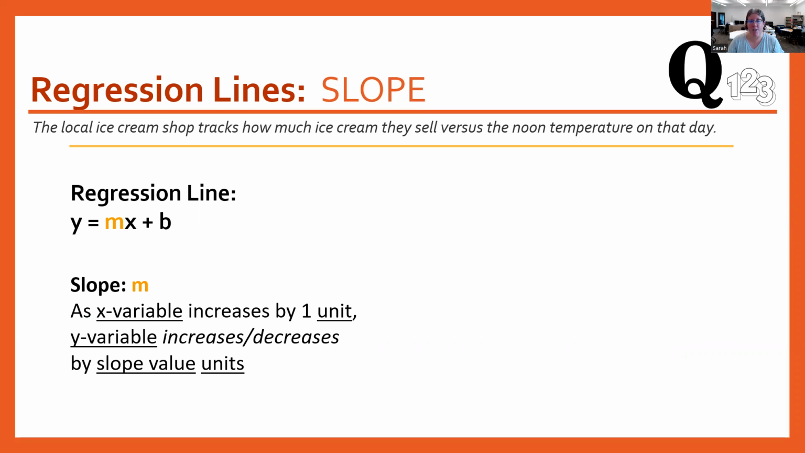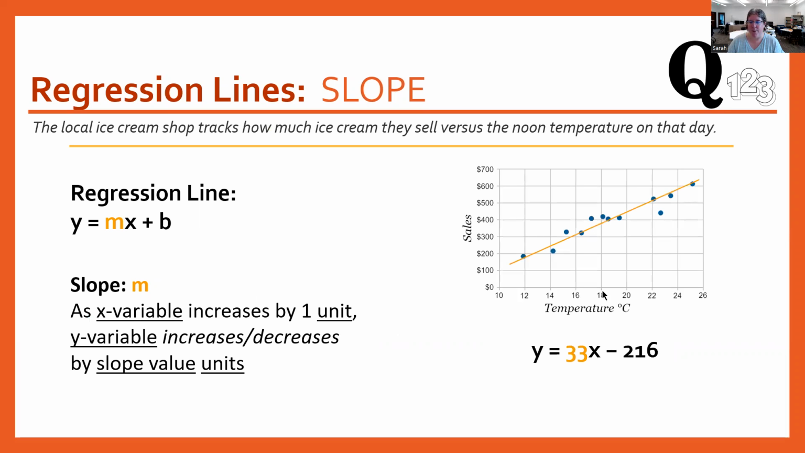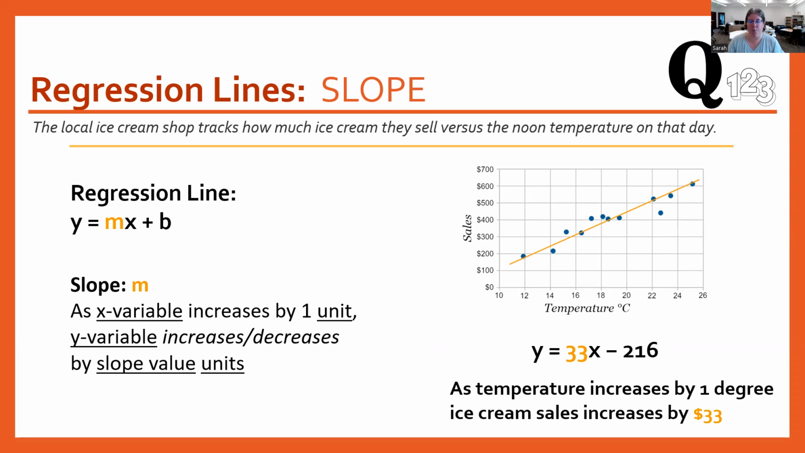All right, so let's look at how to do this with our ice cream sales example. Our equation was y equals 33x minus 216. So our slope is the number attached to the x, which is 33. My sentence is going to be, as the temperature, that's what my x variable is, increases by 1 degree Celsius, ice cream sales increase by $33. So each time the temperature goes up, our predicted sales increase by $33. That's one of the two numbers in the equation.